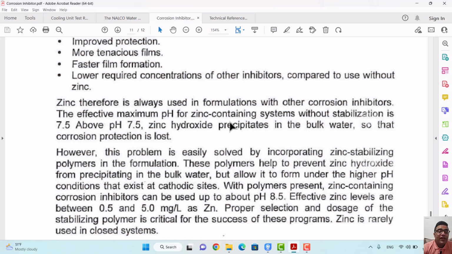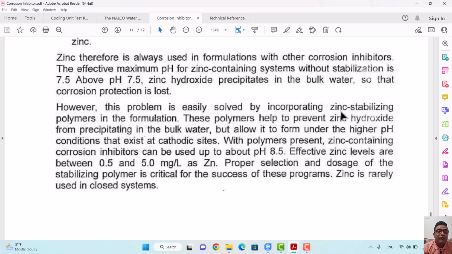The effective maximum pH for a zinc-containing system without stabilization is 7.5. Above pH 7.5, zinc hydroxide precipitates in the bulk water so that corrosion protection is lost. However, this problem is easily solved by incorporating zinc-stabilizing polymers in the formulation. These polymers help to prevent zinc hydroxide from precipitating in the bulk water, but allow it to form under higher pH conditions that exist at cathodic sites. With polymers present, zinc-containing corrosion inhibitors can be used up to about pH 8.5. Effective zinc levels are between 0.5 and 5.0 ppm as zinc. Proper selection and dosage of the stabilizing polymer is critical for the success of this program. Zinc is rarely used in closed systems.